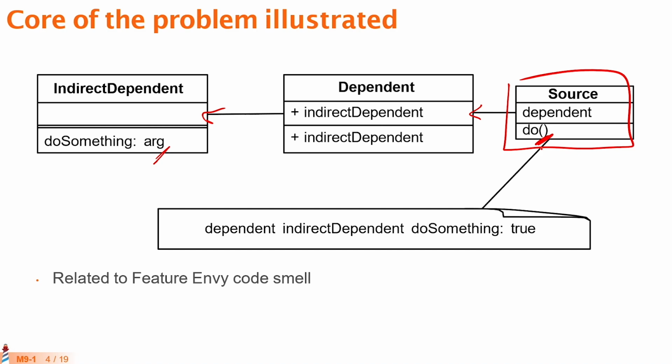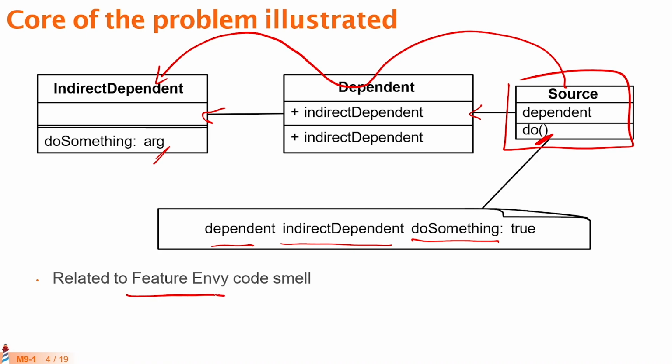Finally, what happens in the do method is that the source is telling the dependent to give it the indirect dependent and to do the do something. So the source is taking the dependent, asking for the indirect dependent, and talking directly to the indirect dependent. If you know what the feature envy code smell is, this is related to that. I invite you to look it up online.